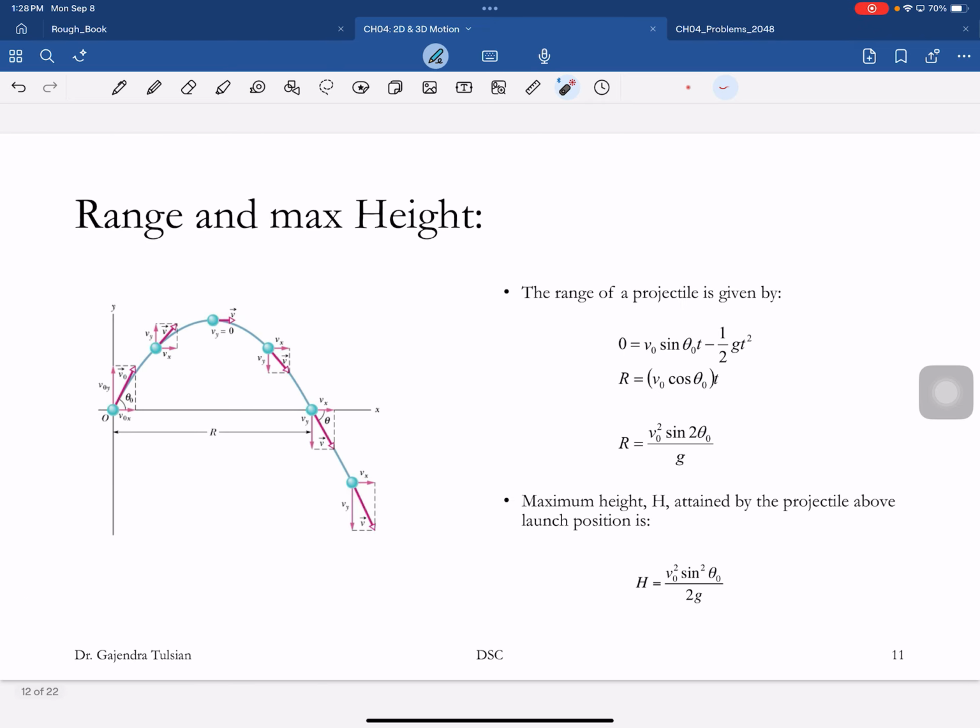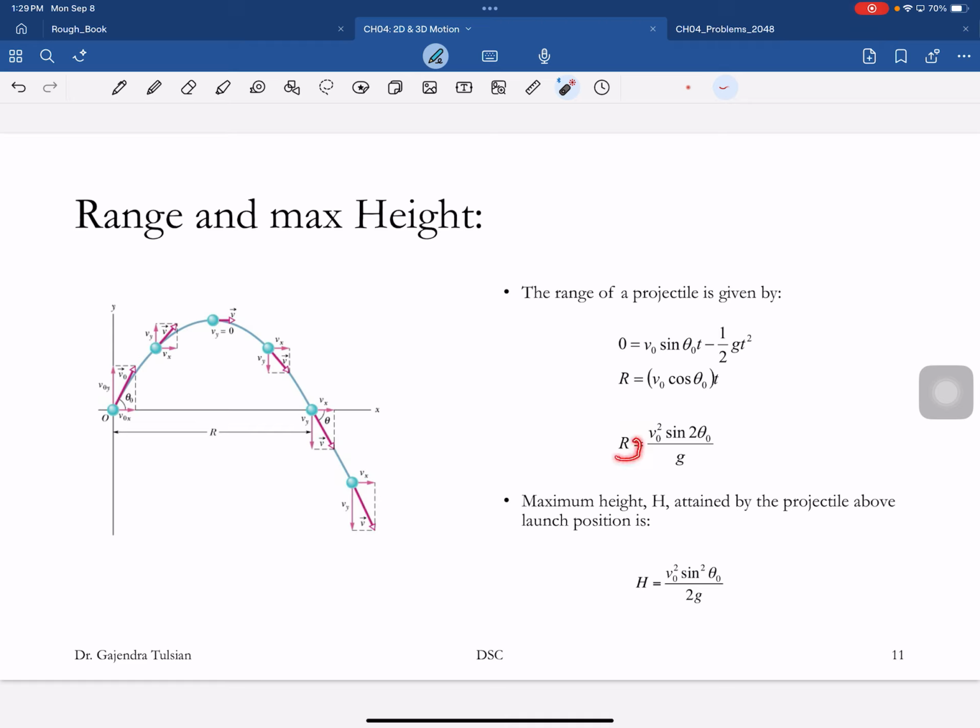All right, so what we have shown you is that this is a parabolic trajectory. When will you have a parabolic trajectory? As long as you have a constant force acting on it. There will be many situations when you will have a parabolic trajectory. The most common is, of course, projectile motion.